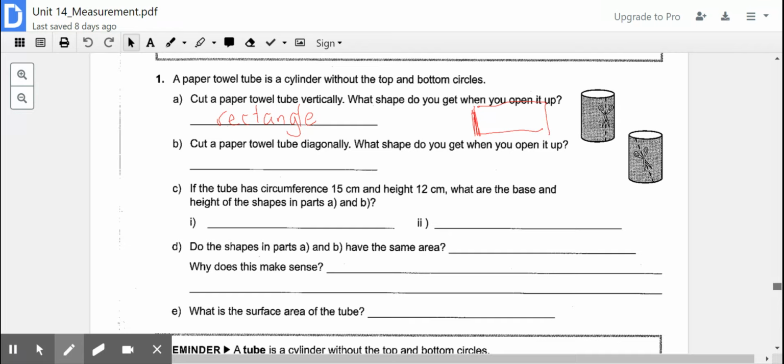Now, if we were to take that same tube and we were to cut the paper towel diagonally, as they've got in this diagram, instead of vertically, what would we get? Well, our top and our bottom would be the same, but it'd be diagonal instead of vertical. So what shape is it when the top and the bottom are the same and the other sides are the same, but they're not vertical? Well, that one is a parallelogram.